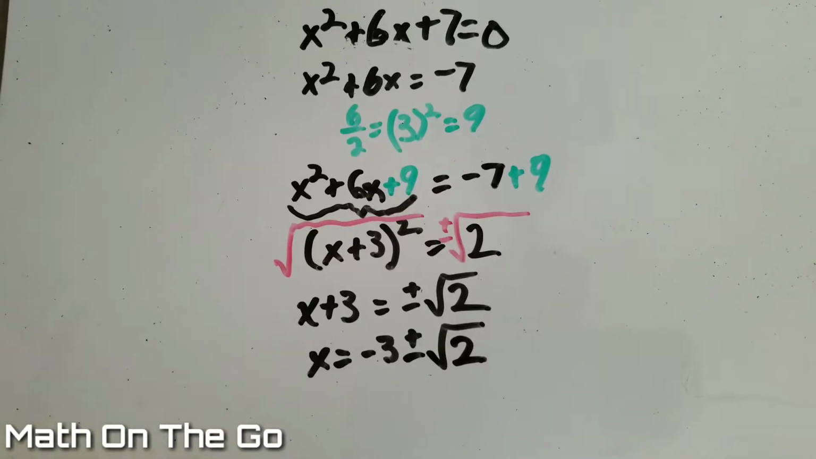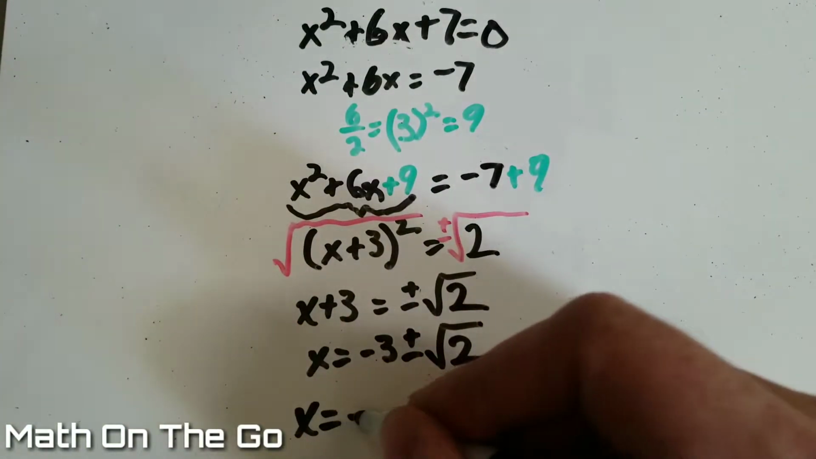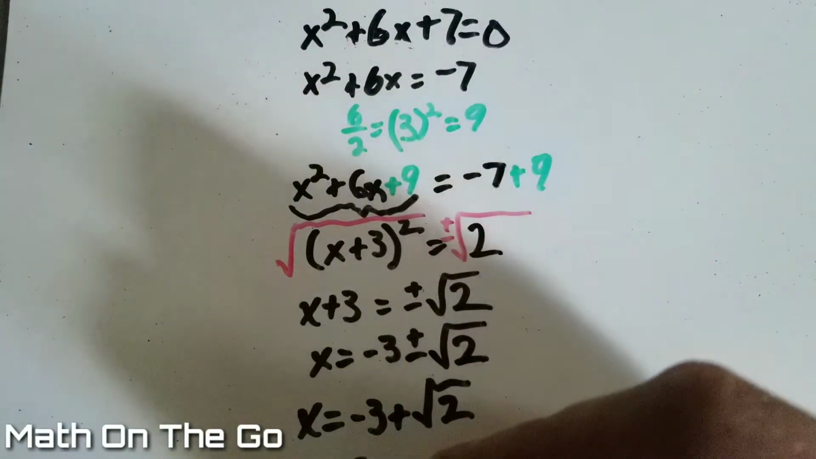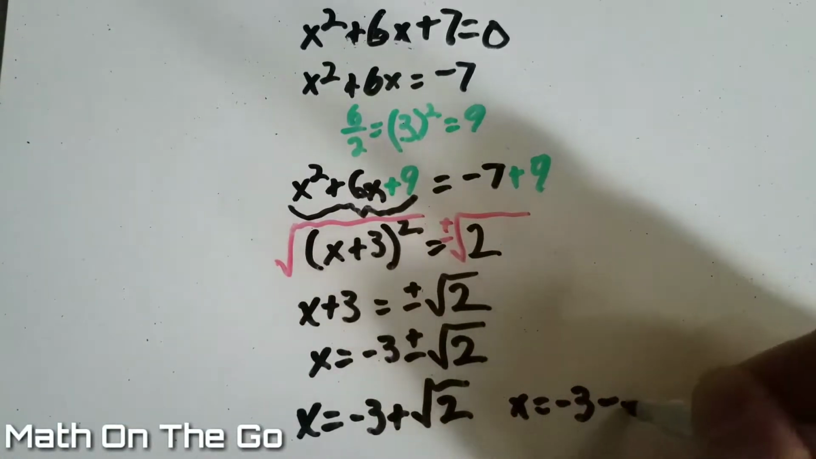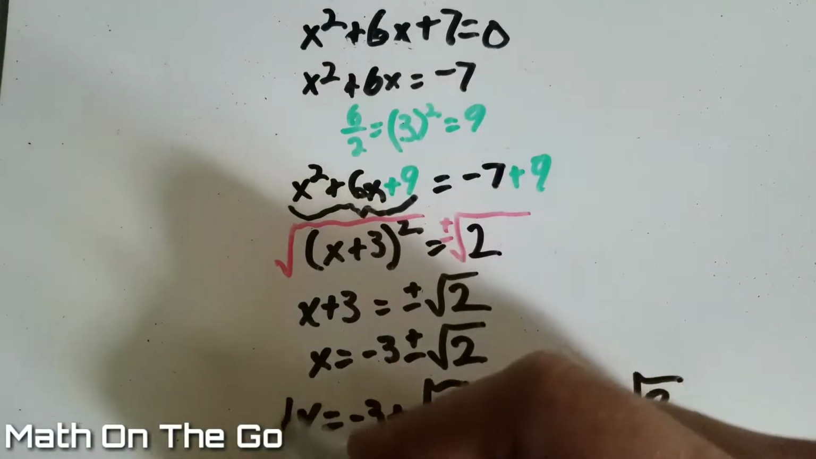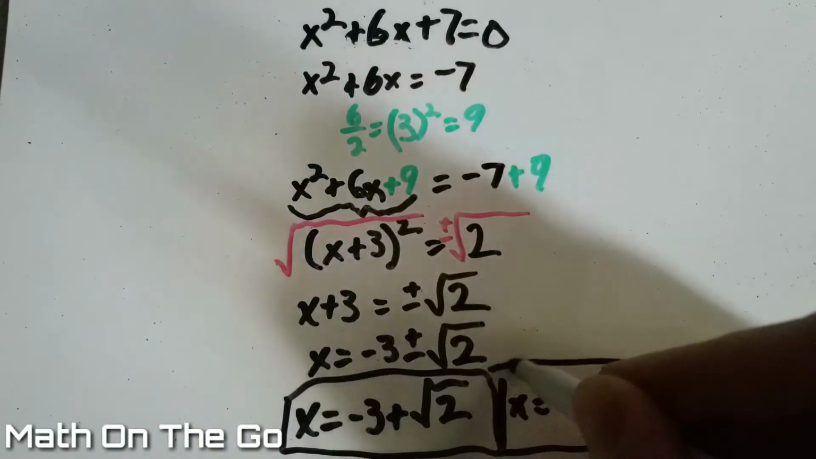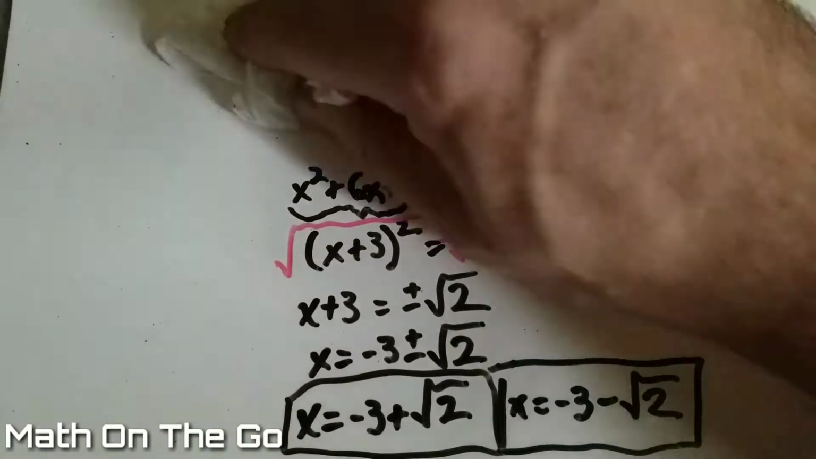And now we've got two answers here because we got plus minus. So we got x equals negative 3 plus the square root of 2, and we've got x equals negative 3 minus the square root of 2. And those are our answers for completing the square of x squared plus 6x plus 7 equals 0. So I got another example here. Let's do that real quick.